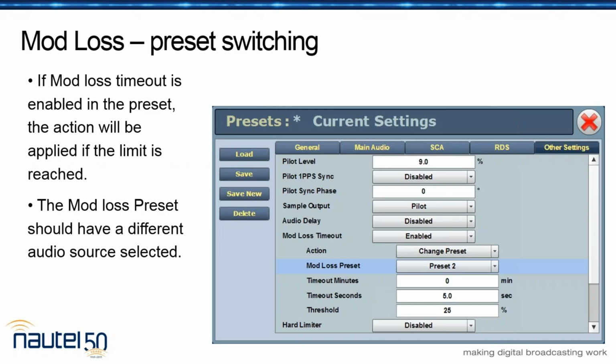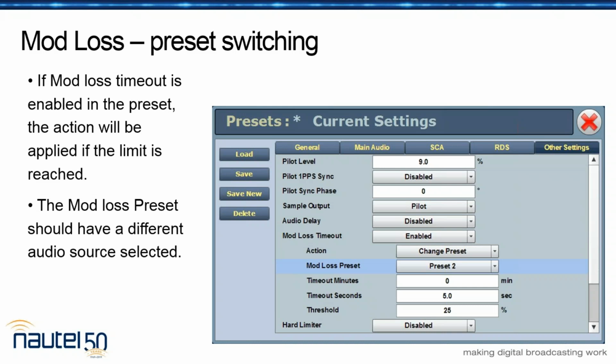Now, mod loss is the other option. So this isn't the audio switchback. We're not looking at audio levels for mod loss. We're actually looking at the total modulation depth. So when we set this in the preset, which is in the other settings tab, we set a low modulation depth and a time. In this example, the threshold is set at 25% modulation. So if the modulation drops below 25% for a time of 5 seconds, we will change preset to preset 2. And then preset 2 we can configure for a different audio source.